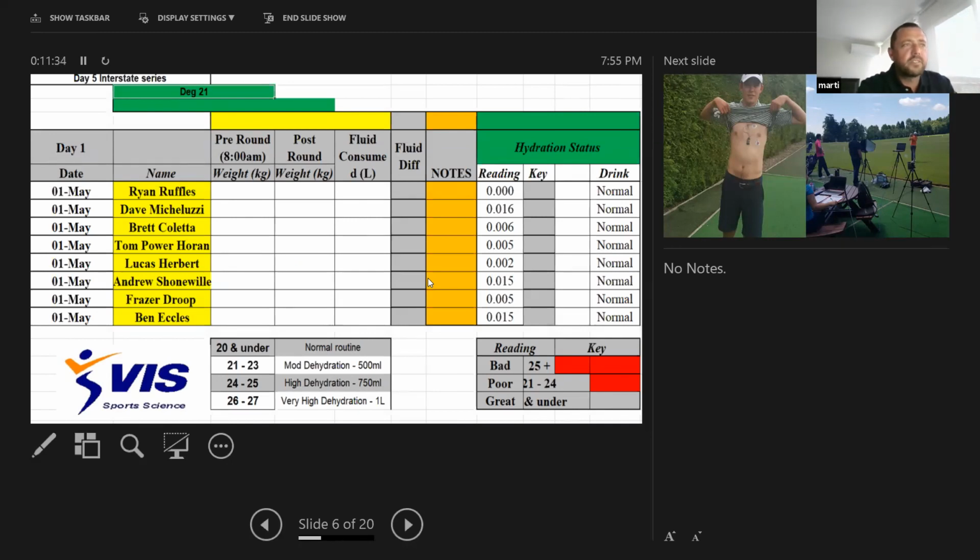this was a spreadsheet. This is a tournament we played. We had 5 days in a row plus two days of practice where we play 36 holes a day, where I tested the hydration. I weigh them. We weigh them in the morning. We weigh them at night. We looked at what they consumed every single day.